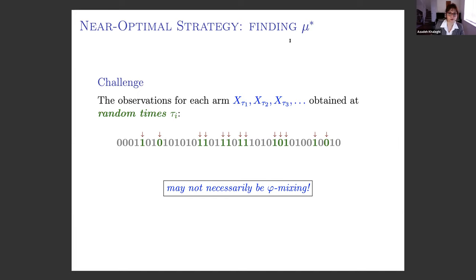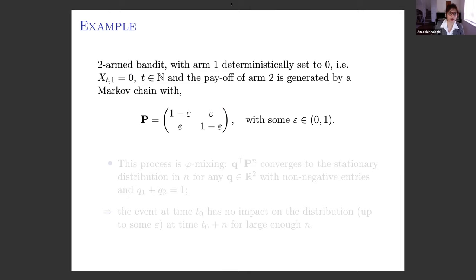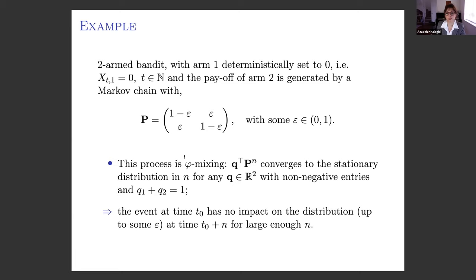Let's go back to the Markovian case again. So suppose that I have two arms. Arm one I'm just using as a placeholder, really, so it's just deterministically set to zero, okay? But then arm two is generated by this Markov chain with this transition matrix. I can show that this process is phi mixing, so basically it converges to the stationary distribution, and because of that, what happens at some time t naught does not have any impact on the distribution n time steps later, for n large enough.